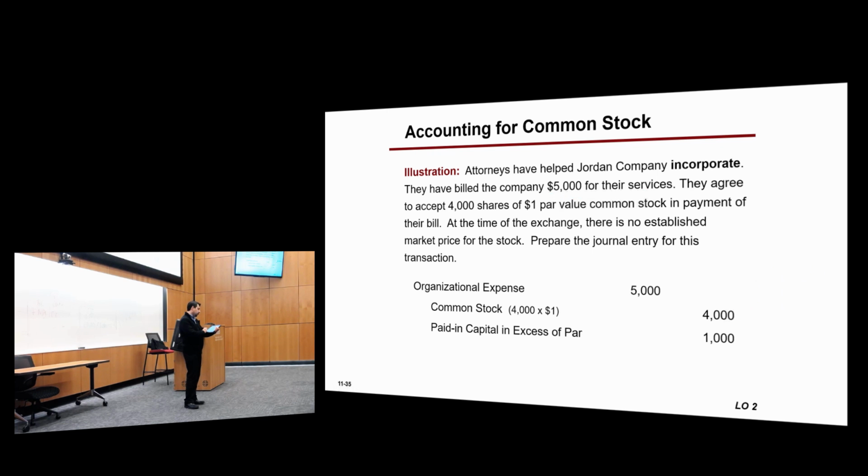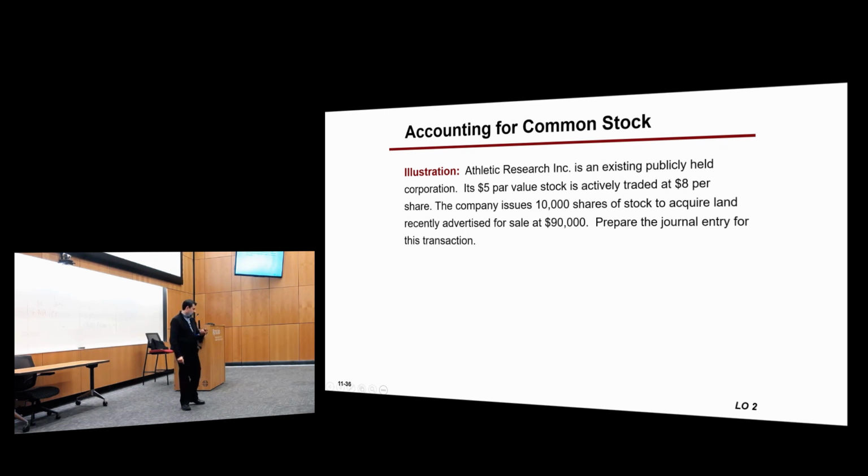Now, I'll give you another example, and then I think it will become a little bit clearer. Athletic Research Inc. is an existing publicly held corporation. It's $5 par value stock. It's actively traded at $8 per share. That's the price of the stock. We know it's in the market. The company issues 10,000 shares of stock to acquire land recently advertised for sale at $90,000. Which one do you use in this case? Which one is easier to determine?